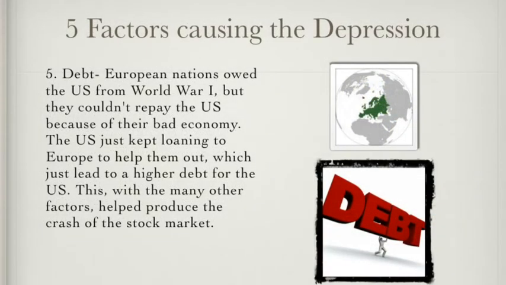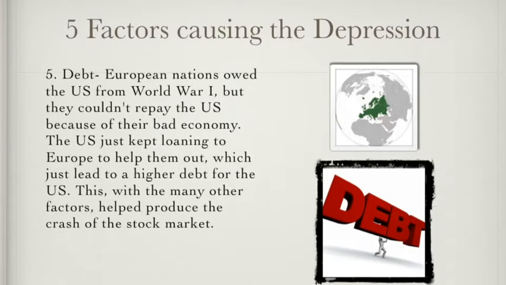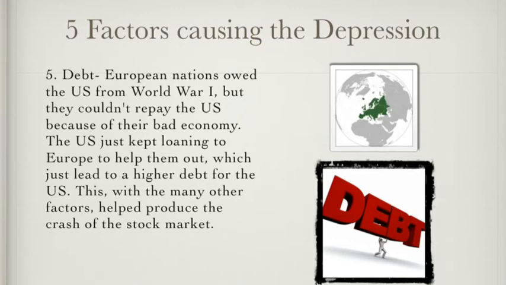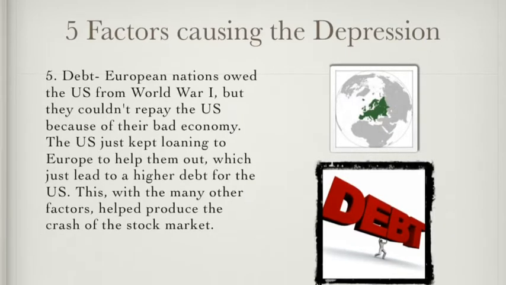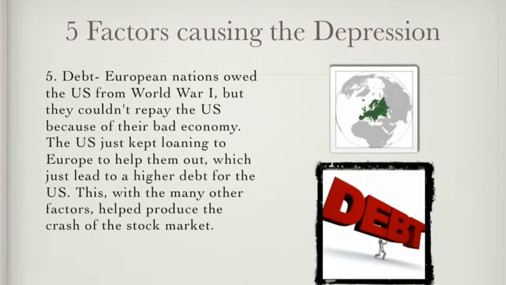The fifth factor that caused the Great Depression was debt. European nations owed the U.S. from World War I, but they couldn't repay the U.S. because of their bad economy. The U.S. just kept loaning to Europe, especially Germany, to help them out, which just led to a higher debt for the U.S. This, with the many other factors, helped produce the crash of the stock market.